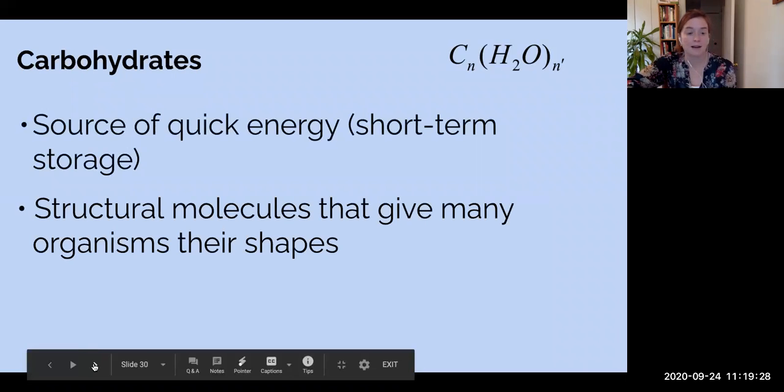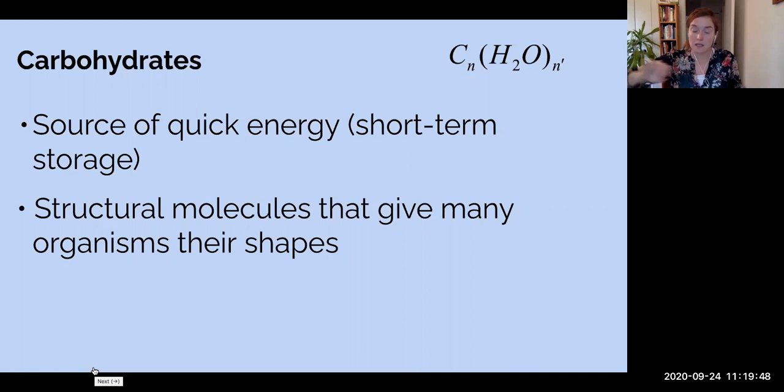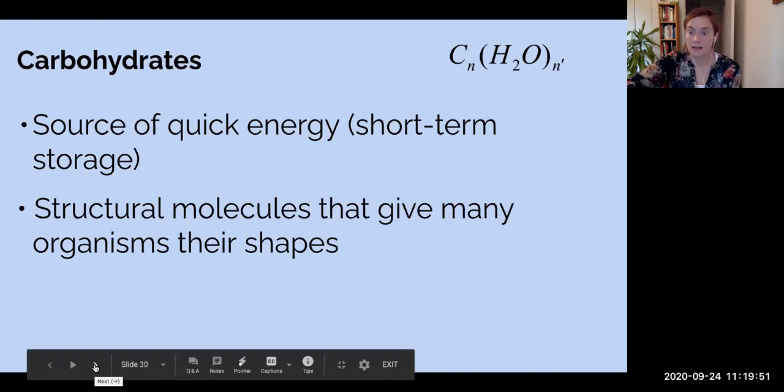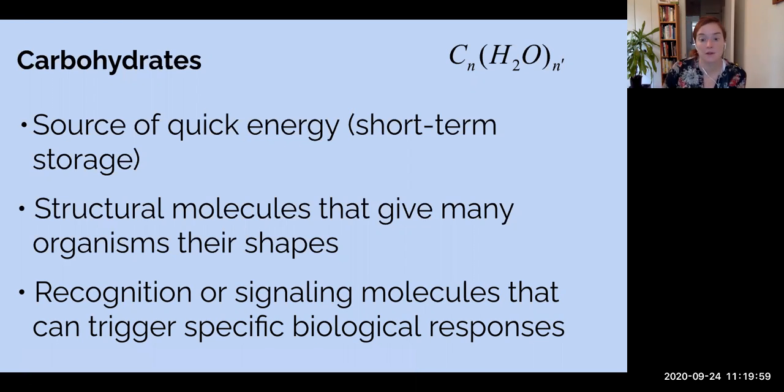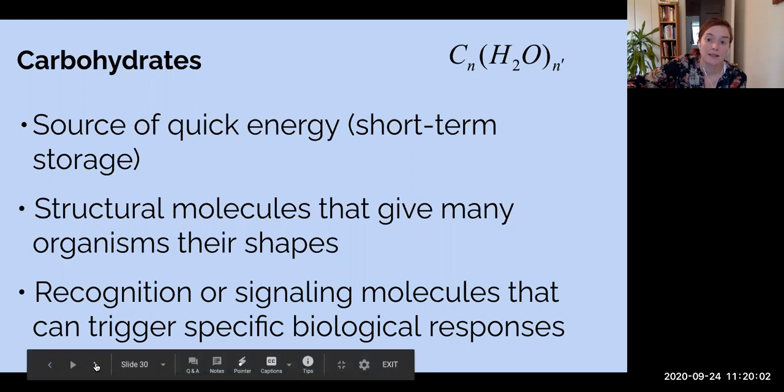And then for polysaccharides, when you link a bunch of them together, they give many organisms their shape. So the most common polysaccharide on Earth is cellulose, and it's because all plants use the polysaccharide of cellulose to give them their shape, to make them rigid and able to stand up to wind and rain and all of the other things. For animals and other organisms, they can also serve as signals or receptor sites for responses.